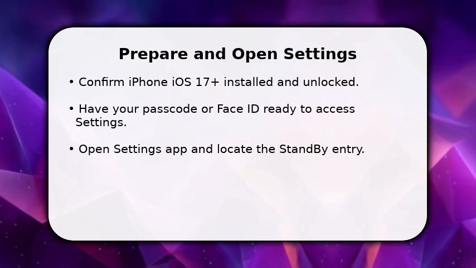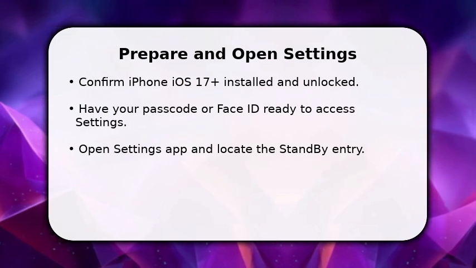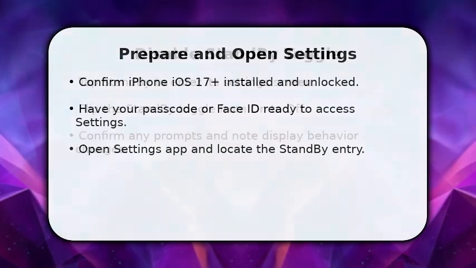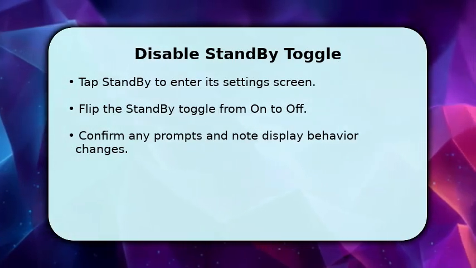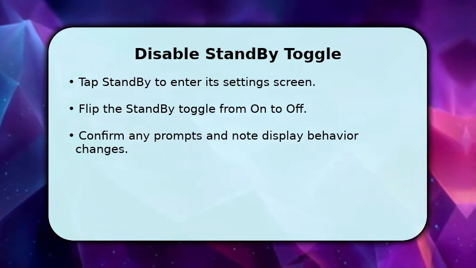Now that Settings is open and you've located Standby, get ready to change the toggle. This is the first actionable change that disables the mode system-wide. Tap the Standby entry to open its dedicated settings. You'll see a single toggle labeled Standby. Flip it from on to off.